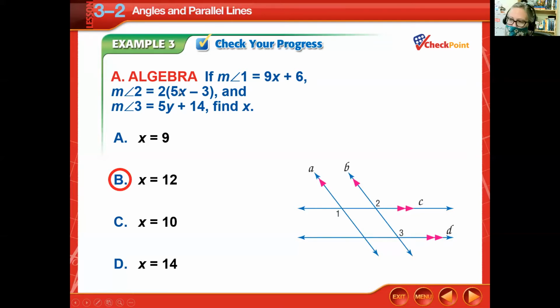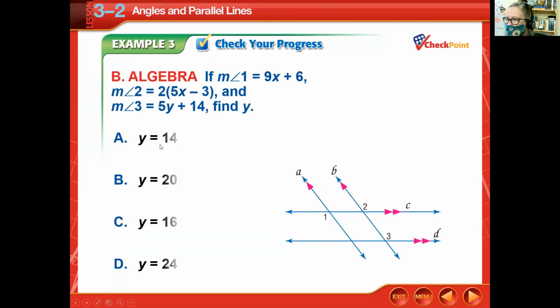57 times 2. Hey, Google, what is 57 times 2? The answer is 114. 114, obviously. So this is a 114 degree angle. So angle 3 is also going to be a 114 degree angle. And angle 3 is given to you with an expression that has a y in it. So you have to take that number and set it equal to 5y plus 14. 114 equals 5y plus 14. Oh, that's nice. I can even do it in my head. So if I subtracted 14 from 114, I get 100 and divide by 5. That's where that comes from.